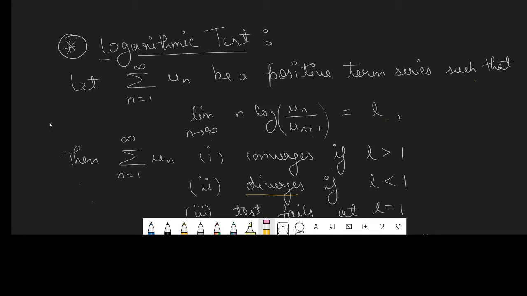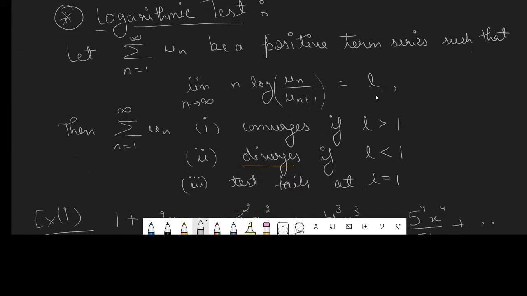So the test is the logarithmic test. First I'll give you the statement. Let summation un, n from 1 to infinity, be a positive term series such that limit n tends to infinity of n log(un/un+1) is equal to L. It depends on L, like the ratio and root tests. Then the given series will converge if L is greater than 1, it will diverge if L is less than 1, and the test fails if L is equal to 1.